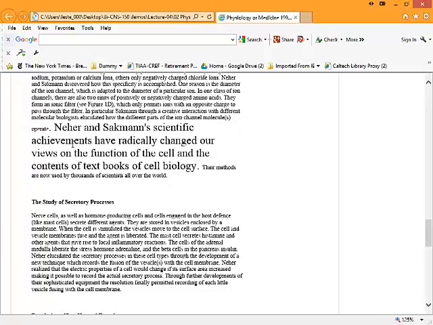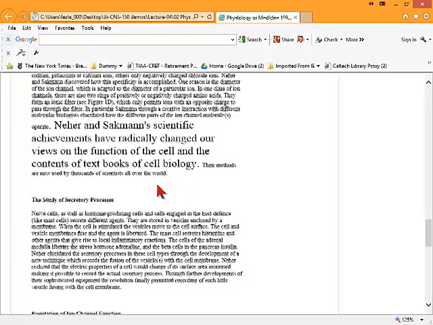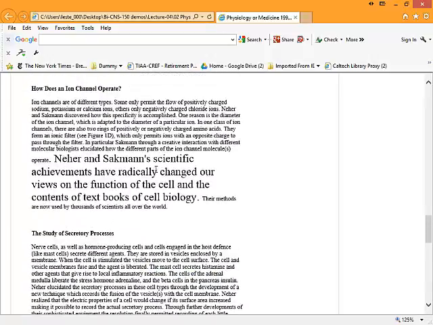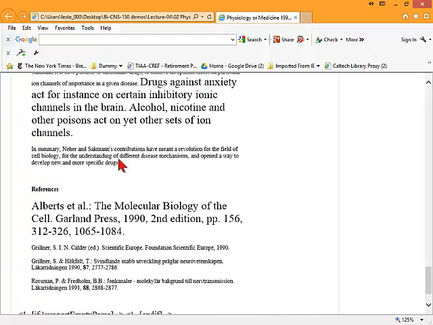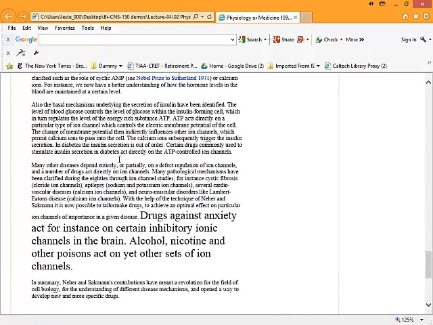Neher and Sakmann's scientific achievements have radically changed our views on the function of the cell and the contents of textbooks of cell biology. When they say textbooks of cell biology, they actually mean the early editions of Alberts, which you used in by 9 or by 8? Both. Okay.